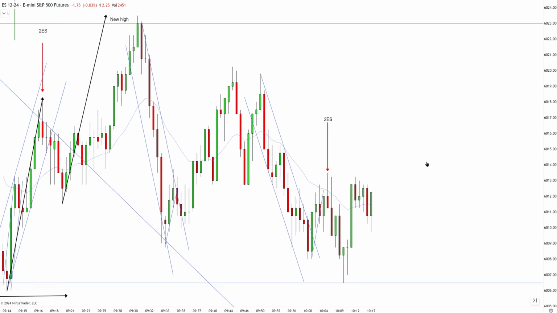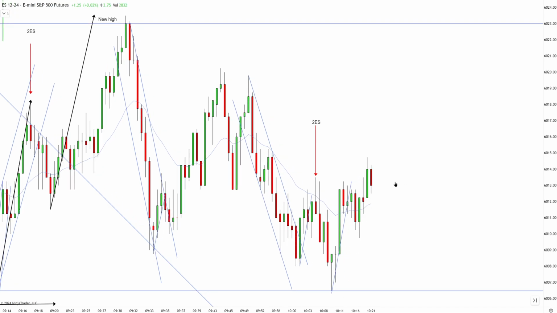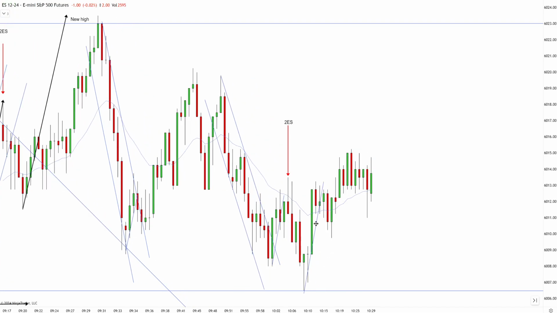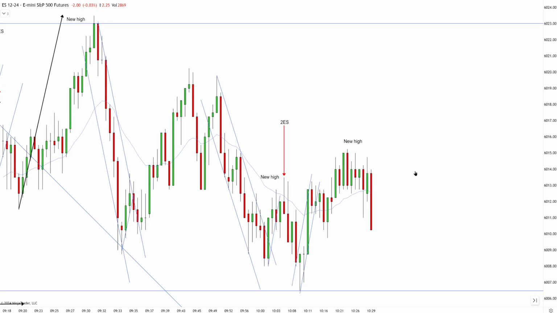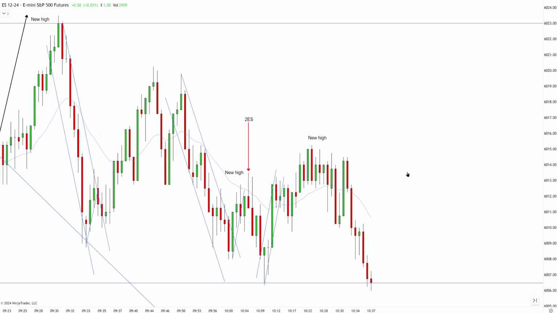I'm going to zoom in. You see, we have a long setup here, but we can't take it. It's against the main bias. Break a new high, so uptrend played out. I'm gonna mark my break a new high here, break a new high here. No good setup, no trade zone, and market keeps going lower.